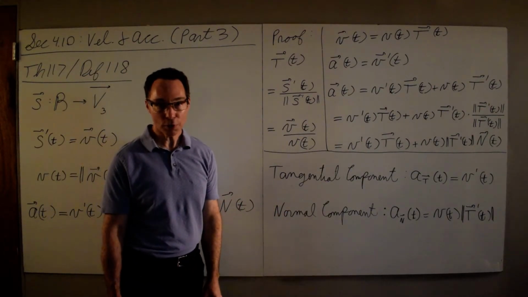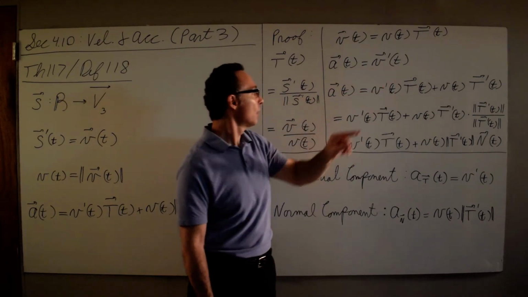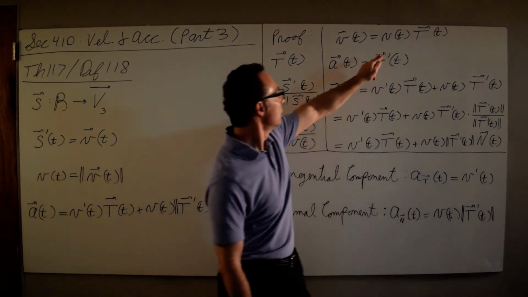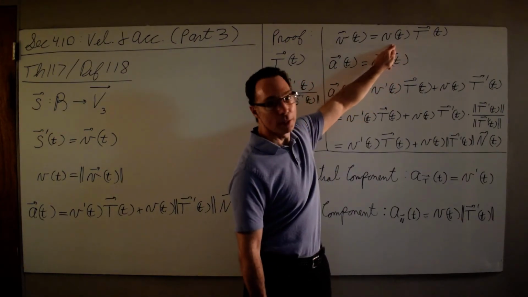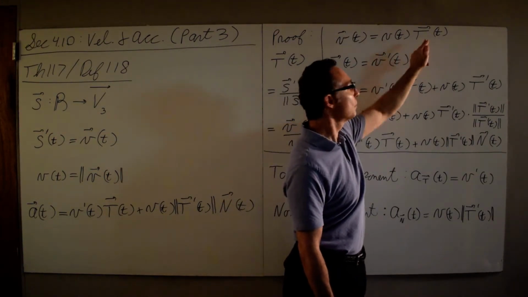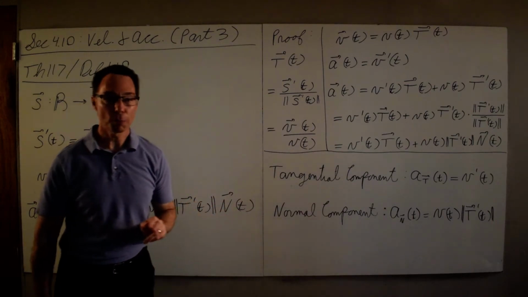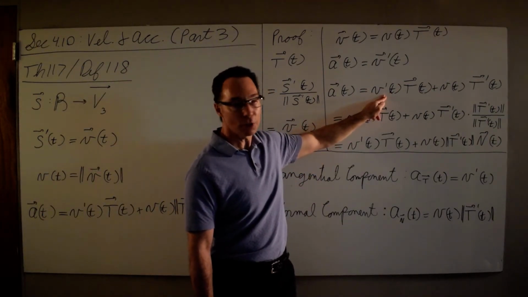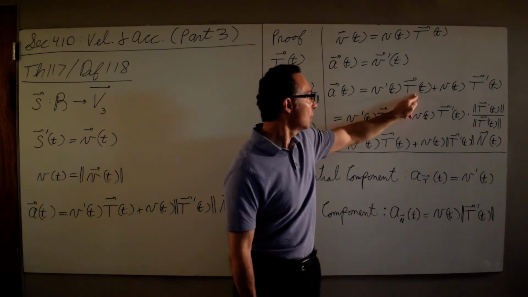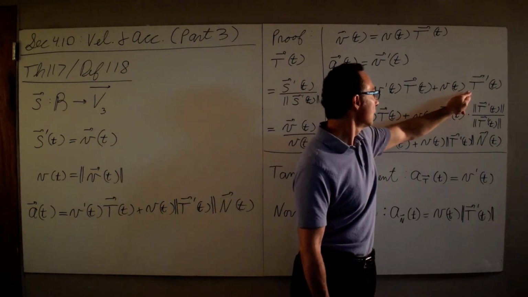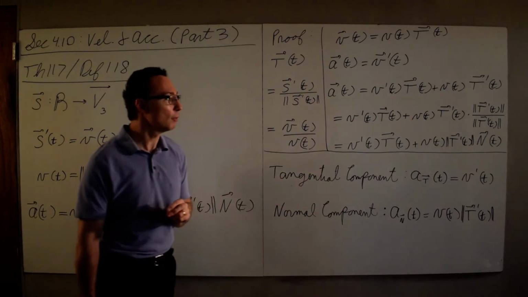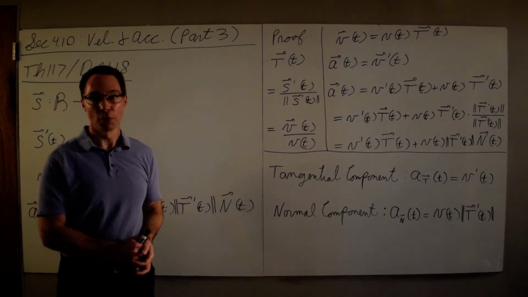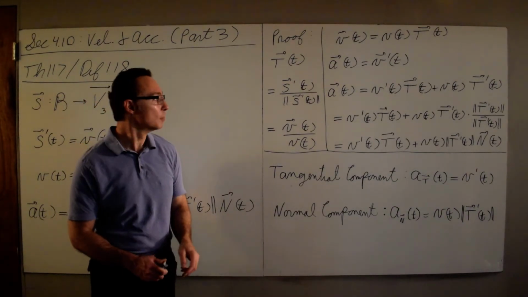So the velocity vector is the speed times the unit tangent vector. The acceleration vector is a derivative of the velocity vector. Here we have a scalar multiple, right? We have a scalar times a vector. And so we have a product rule for that. We have the derivative of the scalar function times the vector function, then we have the scalar function times the derivative of the vector function. This is one of our product rules that we have for differentiating vector-valued functions.